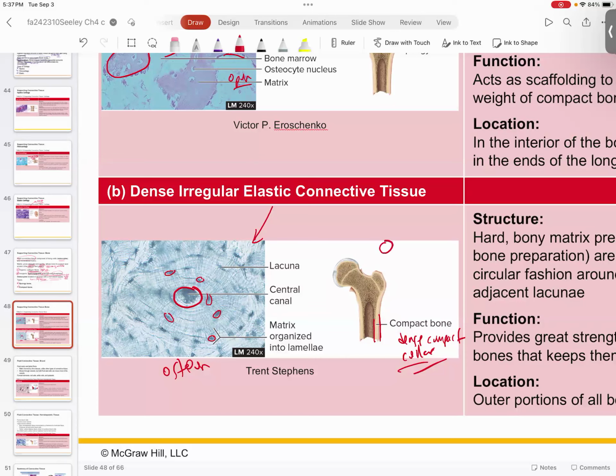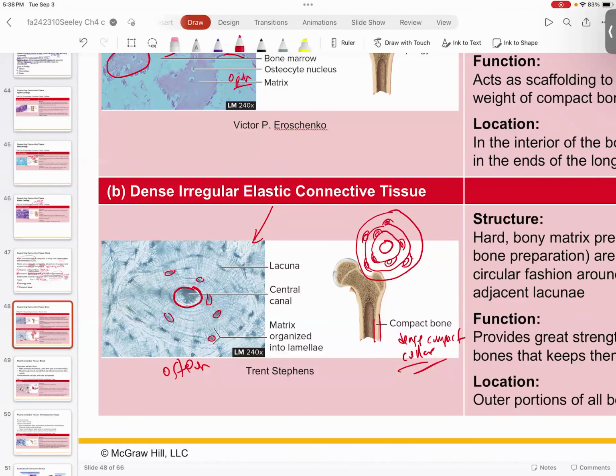So here's your central canal. One osteon will lay down a first ring. So here's the little osteons here. And then you'll lay down a second ring. And then they create their little lacuna. And then they'll lay down another ring, and so on and so forth, of bony matrix. So you start to get this concentric ring structure.